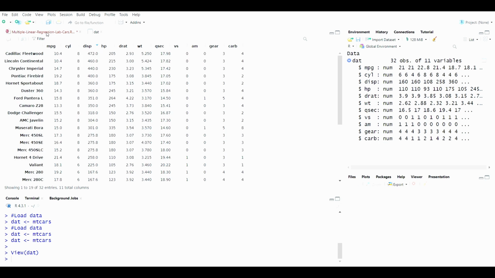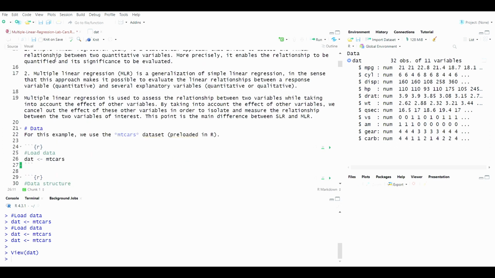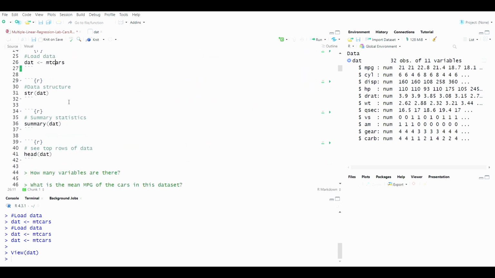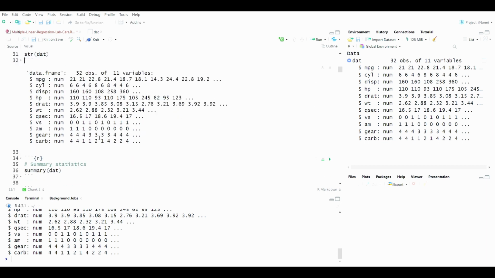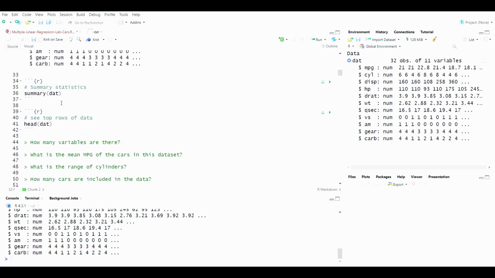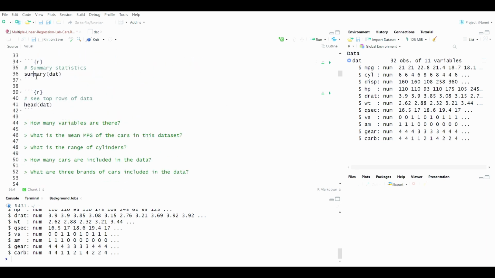Going back over to the tab for multiple linear regression with the code, scroll down to where it says data structure. Running this structure command basically shows us the same thing that we got from looking at the window on the upper right. It shows us that we have a data frame with 32 observations of 11 variables and the names of all the variables and the data types of all the variables. Again, they're all numeric.